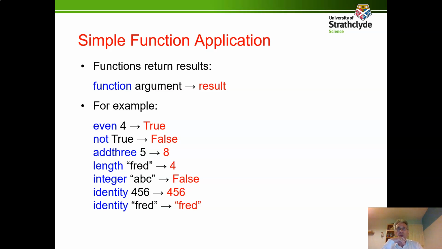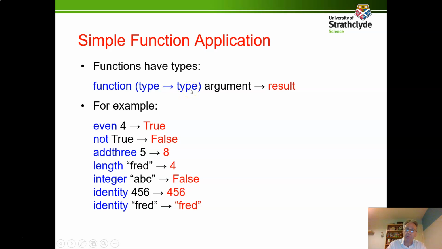Now, all of these functions have a type. Just as simple objects like four and the string ABC and true and false all have a simple type, functions also have a type. And the type of a function is the type of the input and then an arrow like this to the type of the output. So this is the type of this thing and this is the type of this thing. So even of 4, even is going to be a function that takes in an integer and produces a boolean. So it's of type int to bool.